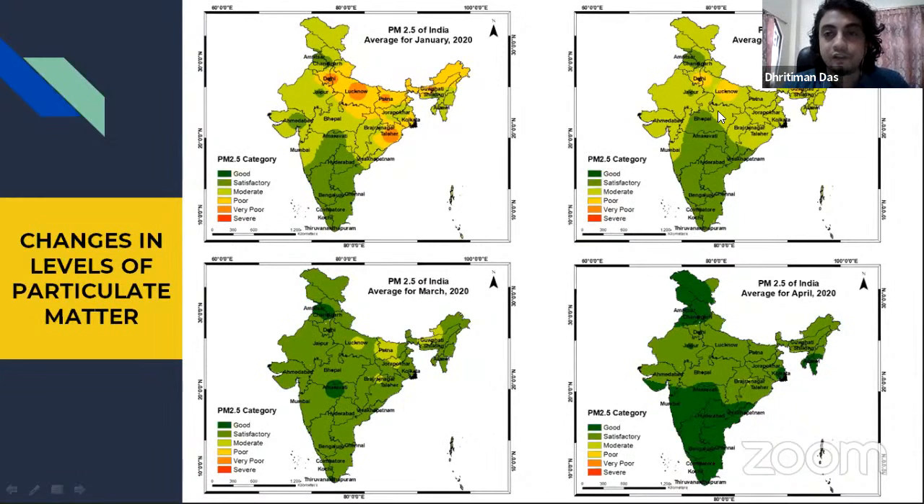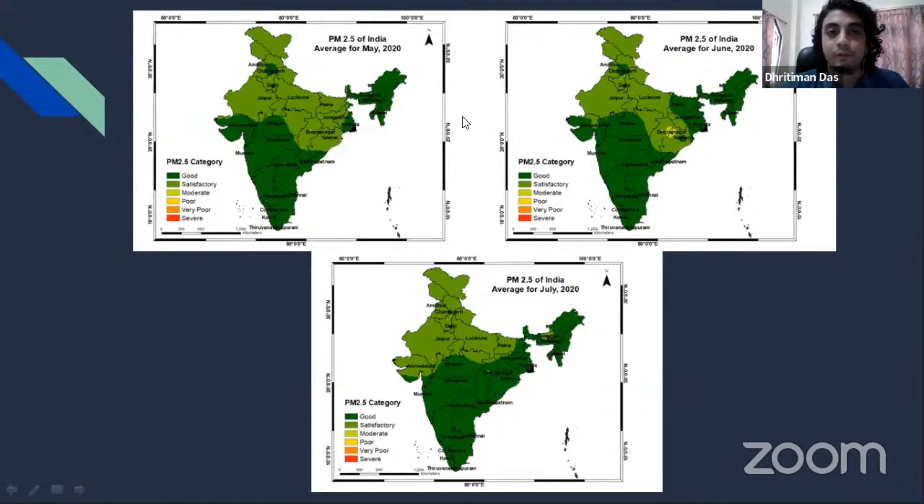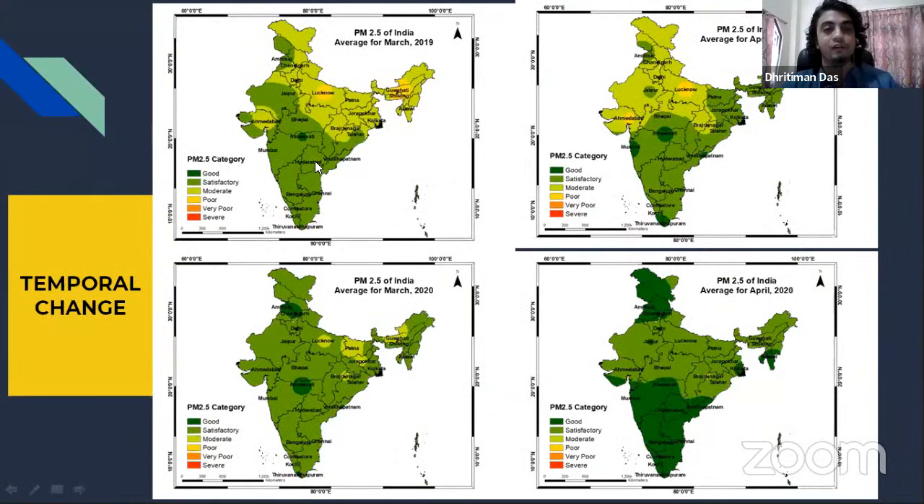As you can see, there has been a significant change, especially in the month of April. You can see it's almost green, which is quite a rare sight, and the same goes for May, June, July. These are the times when the country was under a complete lockdown.